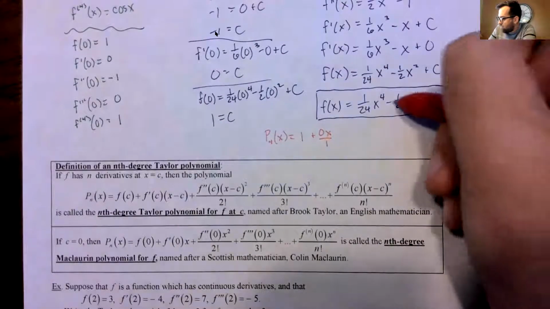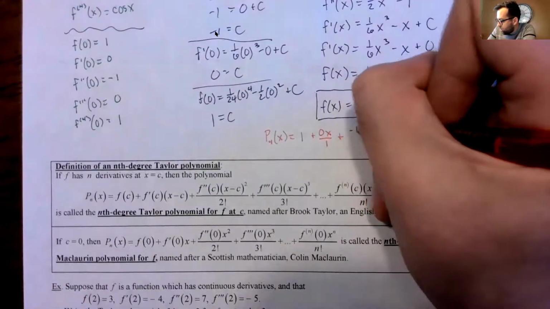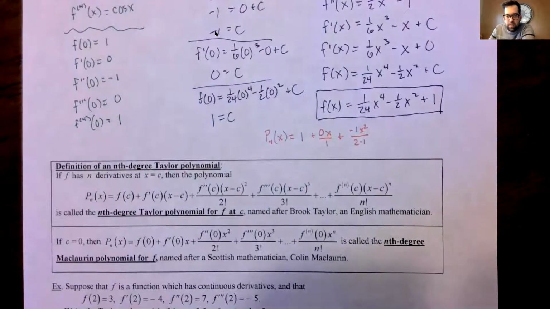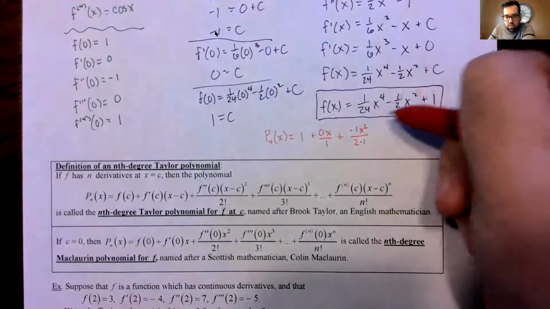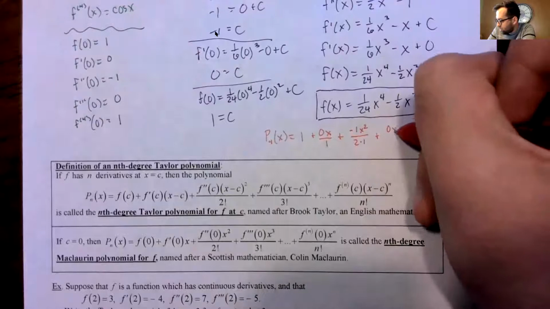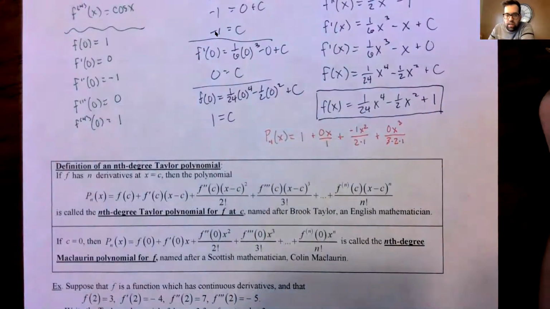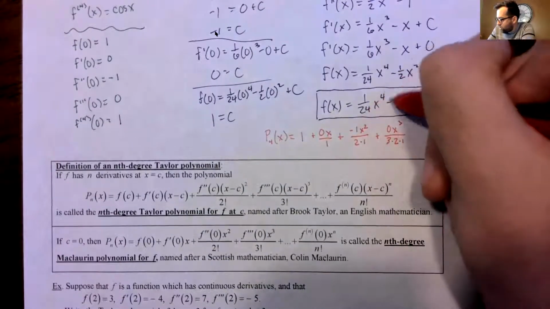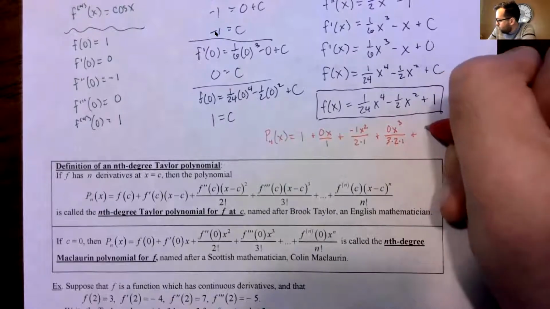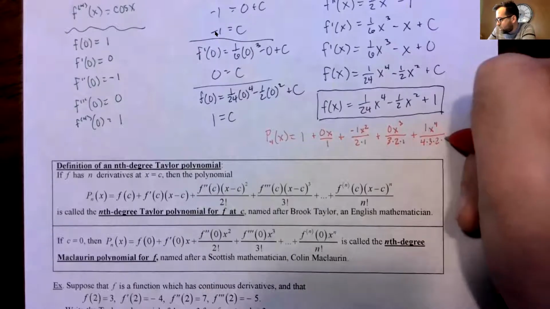And then we have the x squared term, which I'm going to write as negative 1x squared over 2 times 1. The x cubed term is missing from our approximation, so it's going to be 0x cubed over 3 times 2 times 1. And then the 4th degree term is here, and I'm going to write it as plus 1x to the 4th over 4 times 3 times 2 times 1.